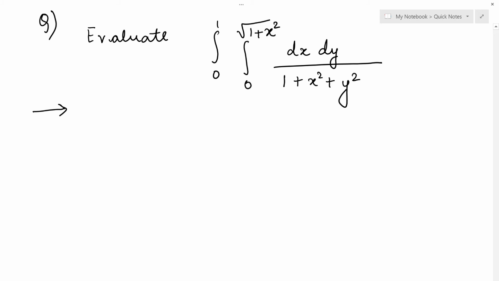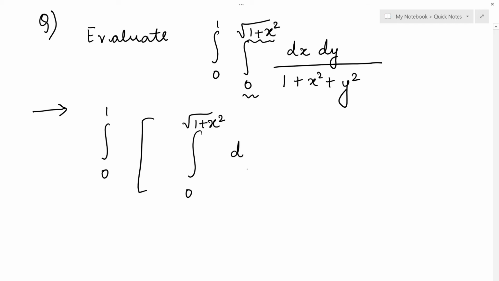Okay. Now before I solve this, again, look at the inner limits. The inner limits are in terms of x. That means we have to integrate with respect to y first. Integrate with respect to y first and then later on with x.